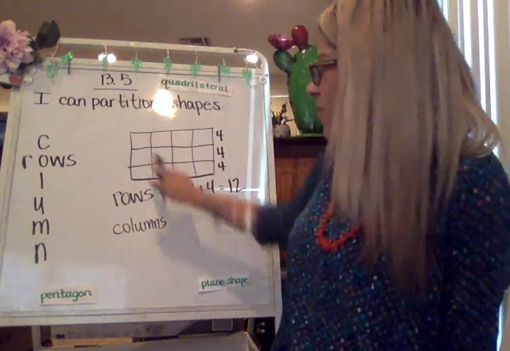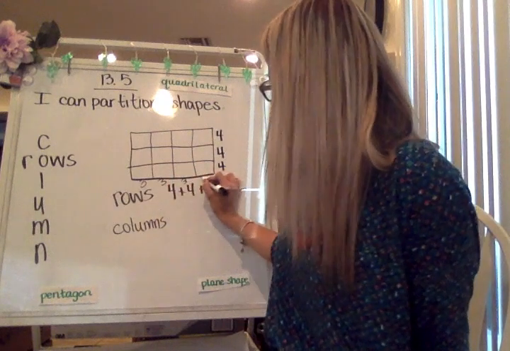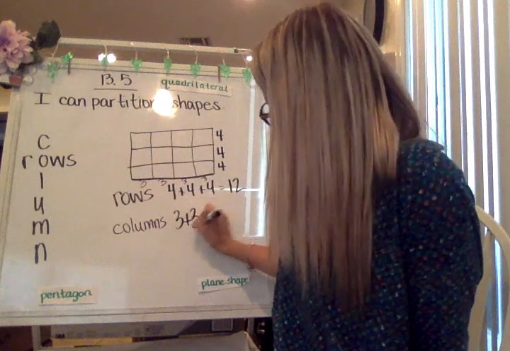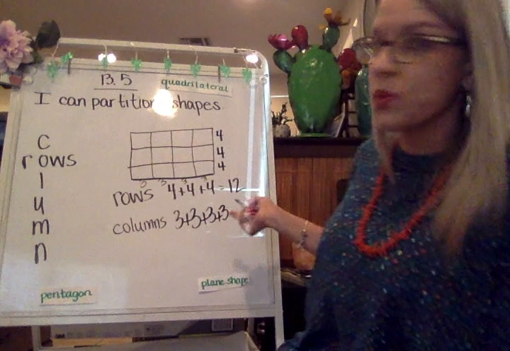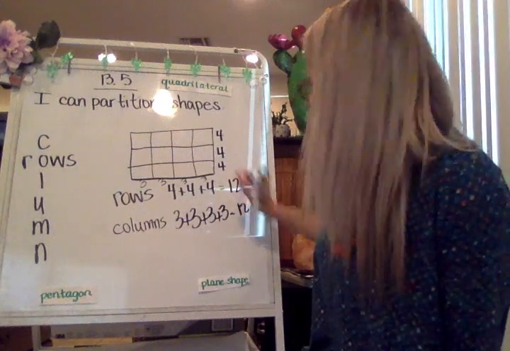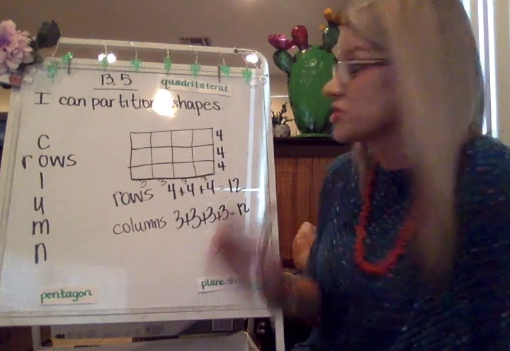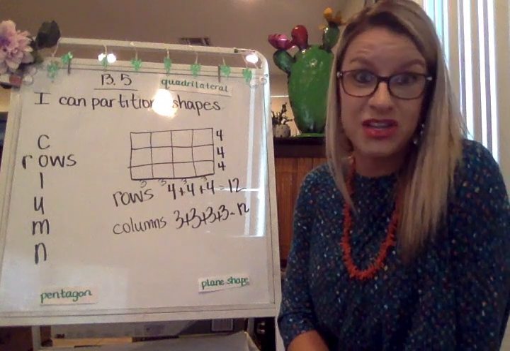So my equation about the columns would tell how many were in each column. 3, 3, 3, and 3. So my columns equation would be 3 plus 3 plus 3 plus 3, and that also will equal 12. Both of these will be the same because the number of squares that you need to cover that shape hasn't changed.